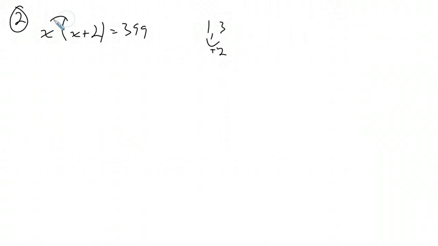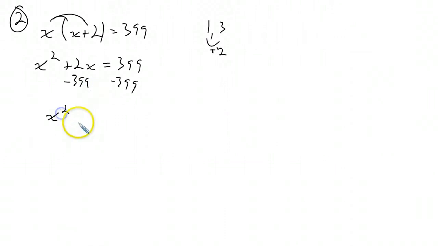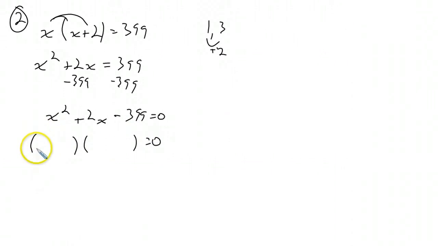And now it's just a matter of distributing. So x squared plus 2x equals 399. And if I make it equal 0 by moving 399 over, subtract it from both sides, I have x squared plus 2x minus 399 equals 0. Now it's just a matter of factoring. So you can either use your calculator at this point or factor it like I'm going to do.